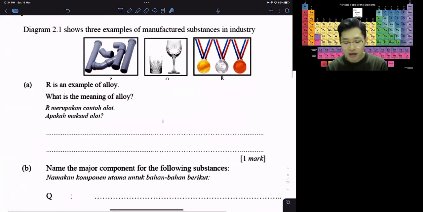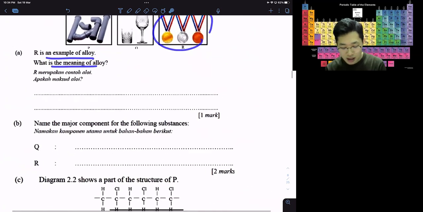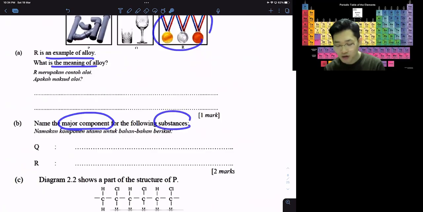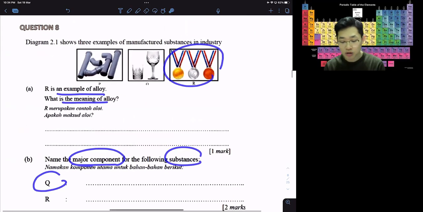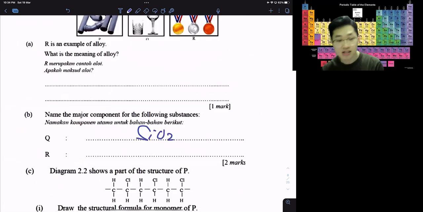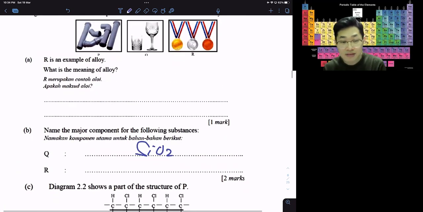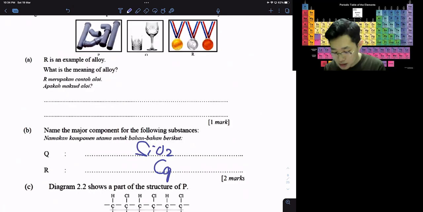R is an example of alloy. Skip the meaning. Major component for the following substances: Q is mainly made up of silicon dioxide or silica. R is mainly made up of copper.